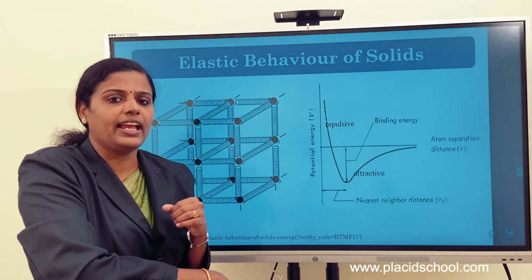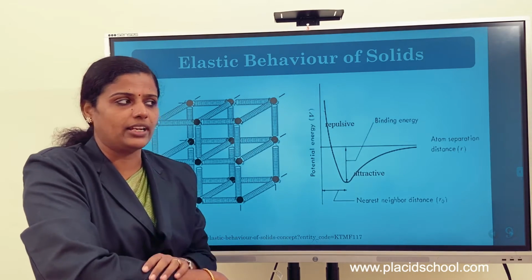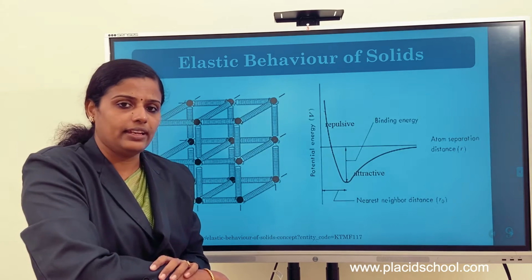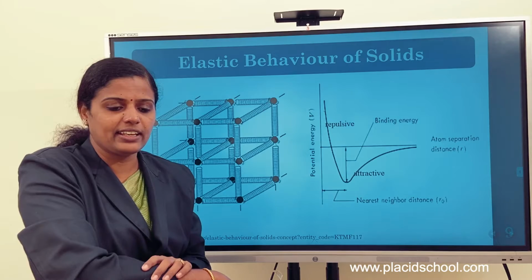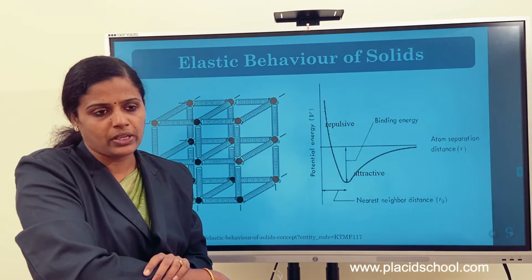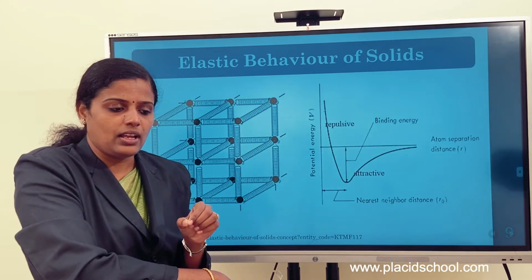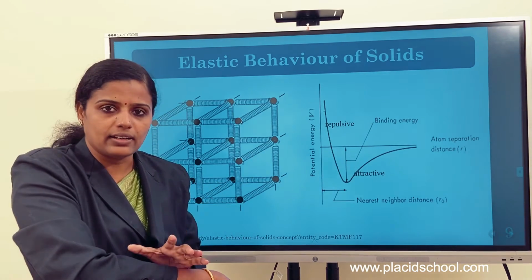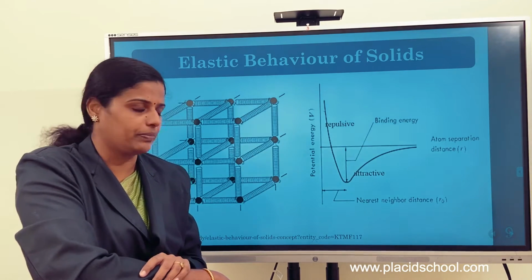And if there is any displacement, if you are applying any force to any of the atoms or molecules, then the displacement of atoms or molecules takes place, resulting in a change in the equilibrium position of that solid. So it is in equilibrium at a certain minimum distance. The atoms or molecules are separated by a minimum distance and they are staying in equilibrium.